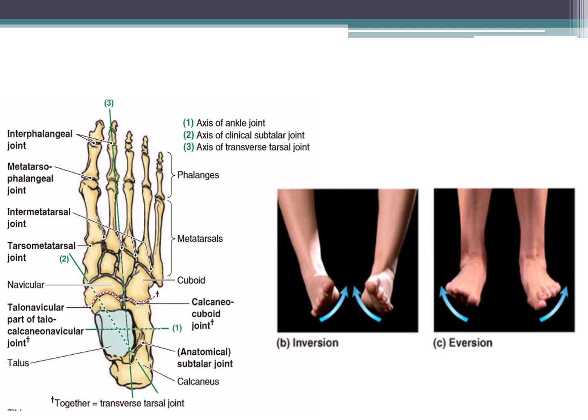So this is the inversion, in which the soles of the feet are facing medially towards each other, and this is the eversion, in which the soles of the feet face outwards, away from each other. And as you can see, the inversion and eversion occurring at the subtalar joint occur around the oblique axis.